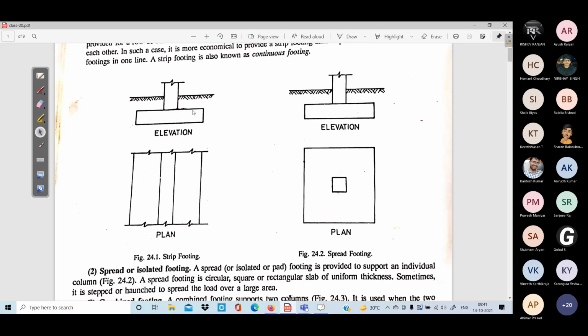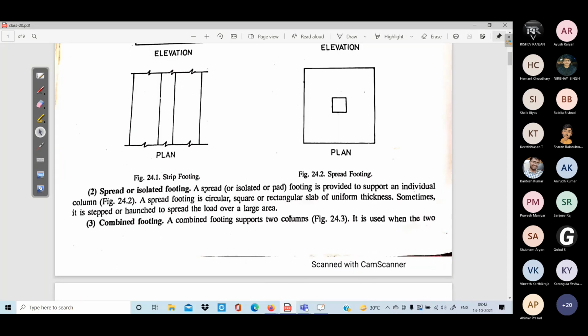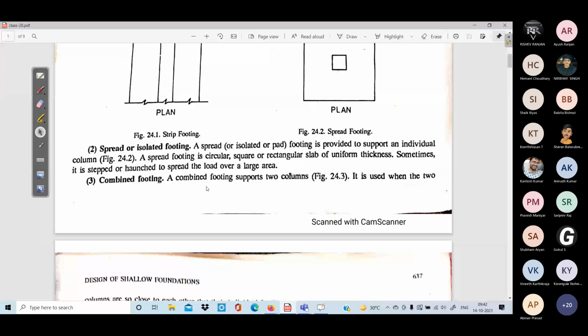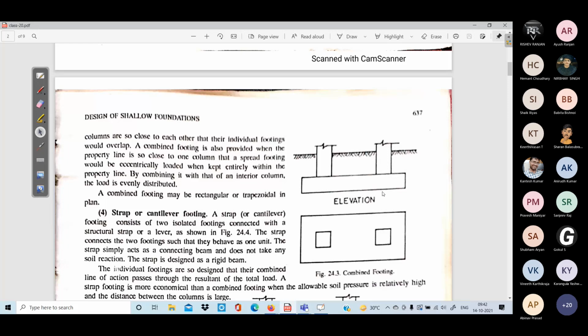The isolated footing looks like this, and this is the strip footing along the wall. So this is the strip footing, and this is the isolated footing. Sometimes, suppose the footings are very near and we cannot extend our isolated footing. In that case, we like to combine both the footings. That is called the combined footing.